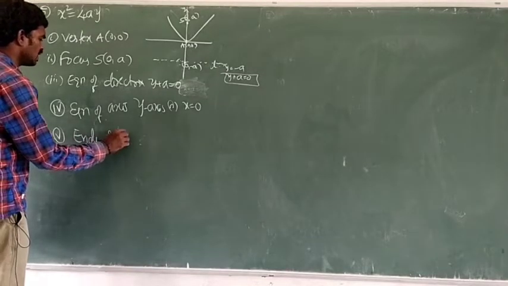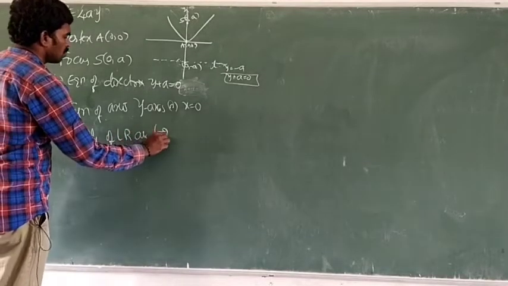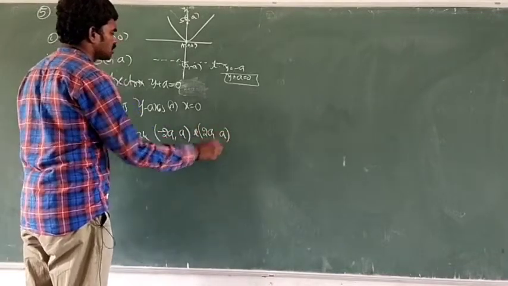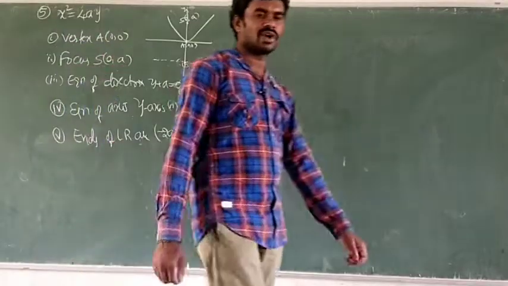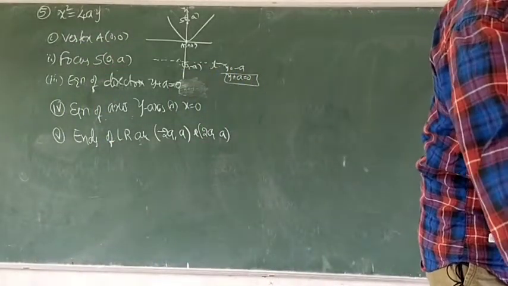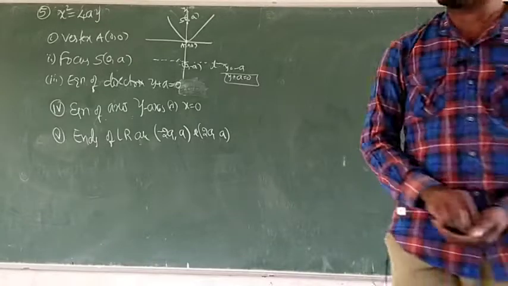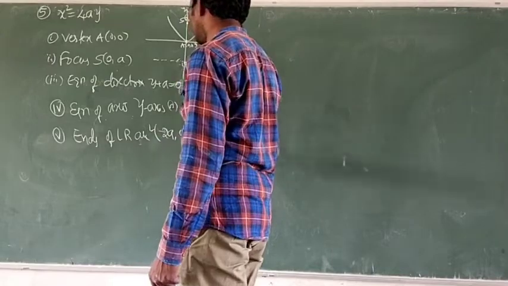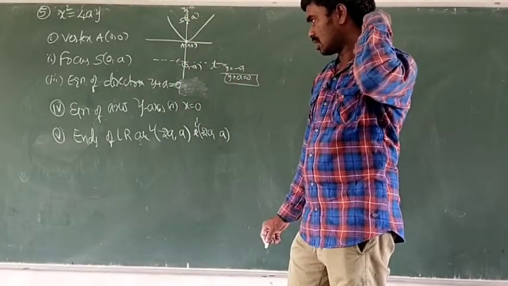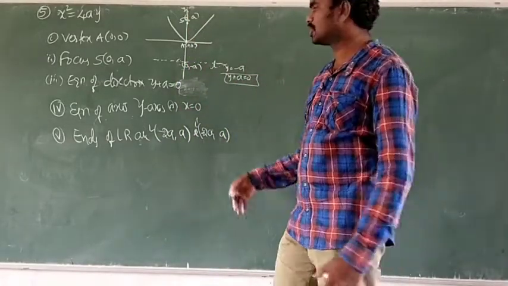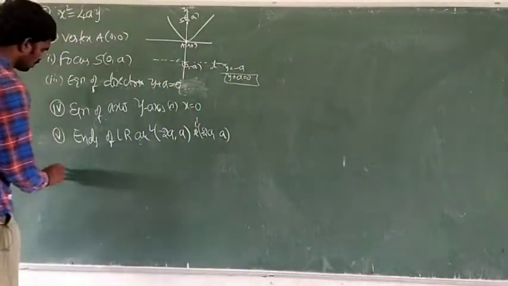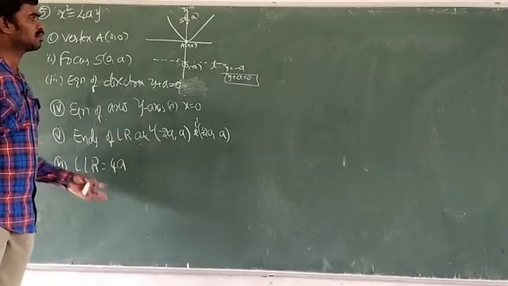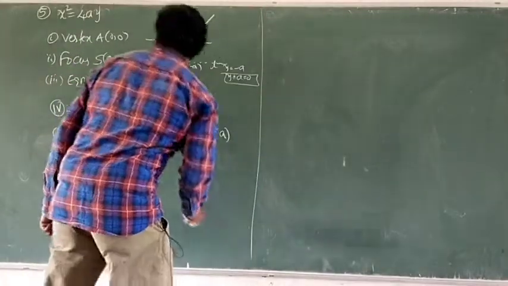Ends of latus rectum: minus 2a comma a and 2a comma a. However we write the 2 points, one is L and one is L dash. Next, the length of latus rectum is 4a. So these are the points.